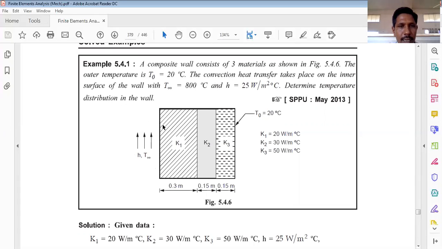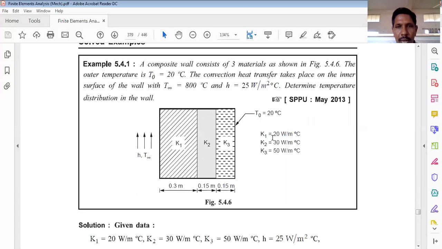On this side is the convective heat transfer coefficient with surface temperature T infinity as 800 degrees centigrade, and the convective heat transfer coefficient is given as 25 watts per meter square degree centigrade. It is asked to determine the temperature distribution in the composite wall. It is a three-wall composite member, so it is required to consider three elements corresponding to each wall. Each wall has a different thermal conductivity.